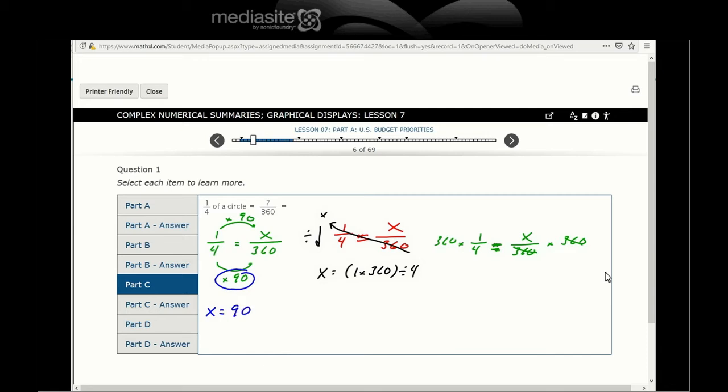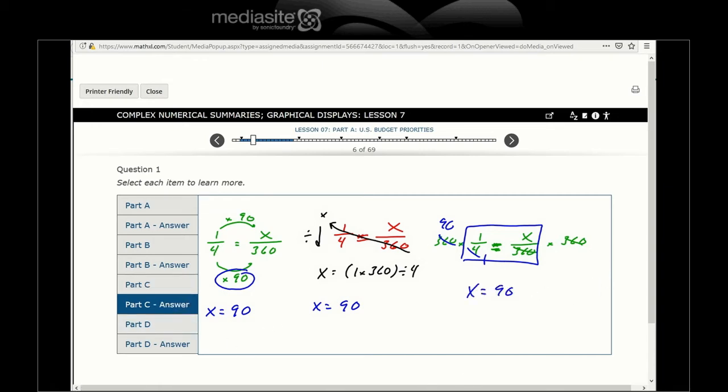I can do the cross product, so 1 times 360 divided by 4, again x equals 90. With the subproportion method, multiply both sides by the denominator, and again you get x equals 90. So x equals 90 should have been the answer, and of course it is.